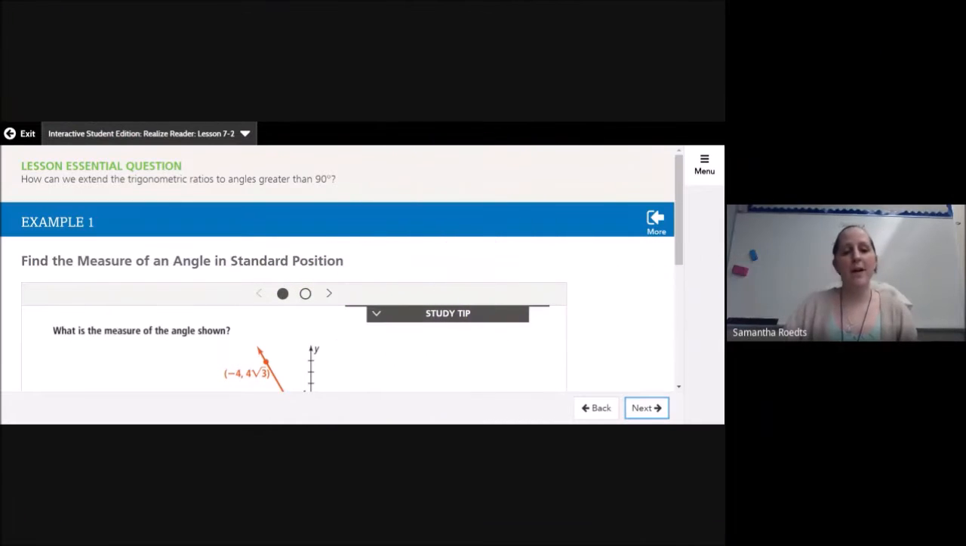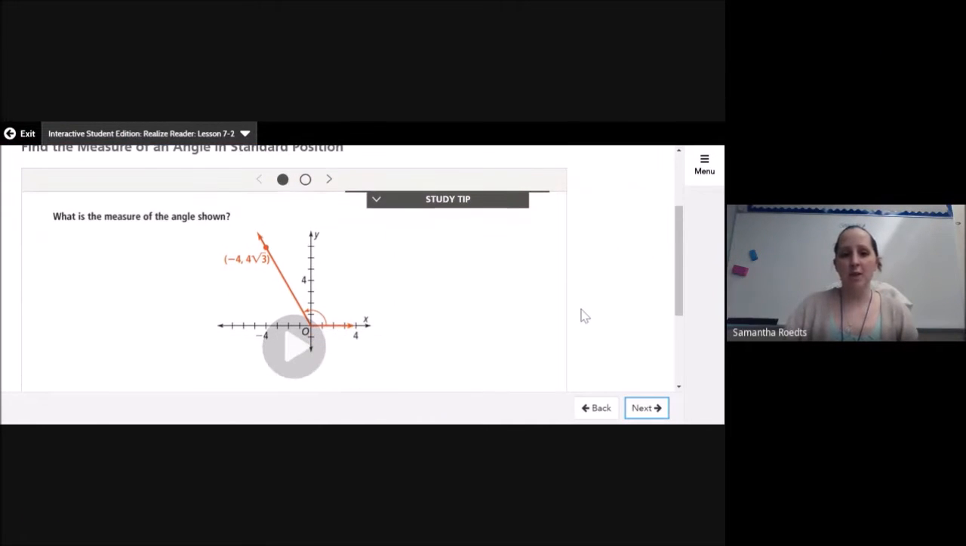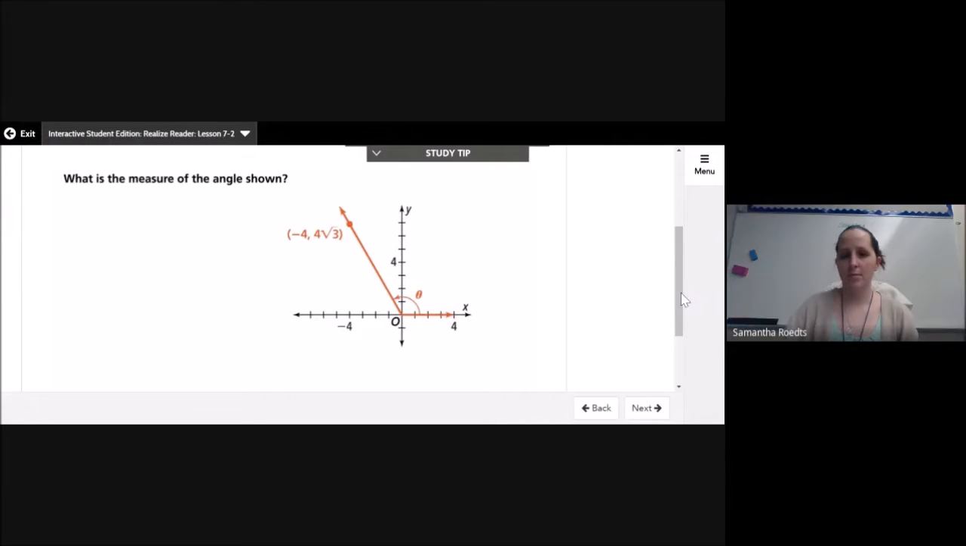All right, example 1, find the measure of an angle in standard position. What is the measure of the angle shown? The angle represented by theta is in standard position. The vertex is at the origin, and the initial side of the angle is the positive x-axis. The terminal side is the other ray that forms the angle.